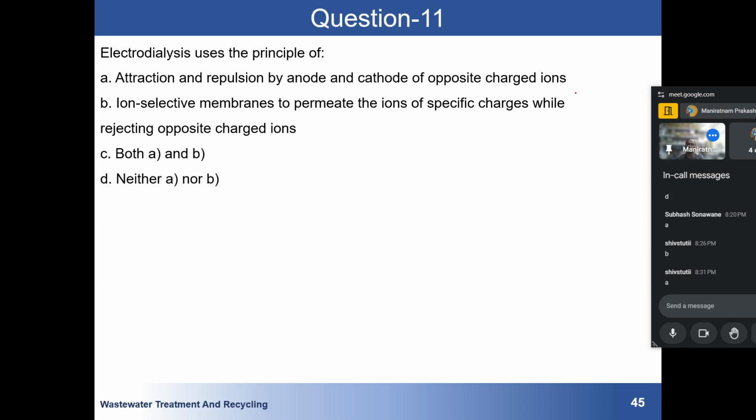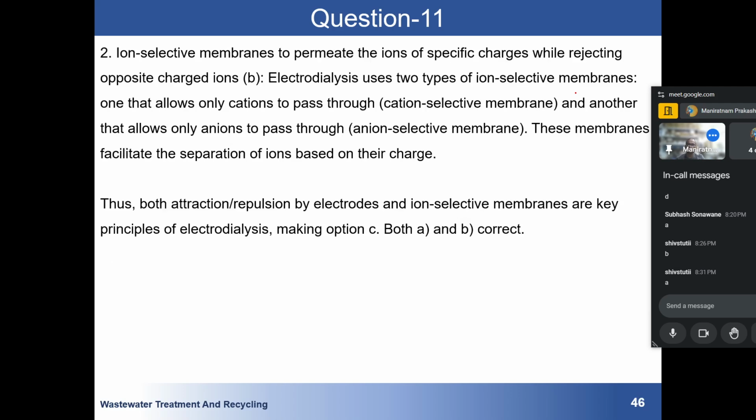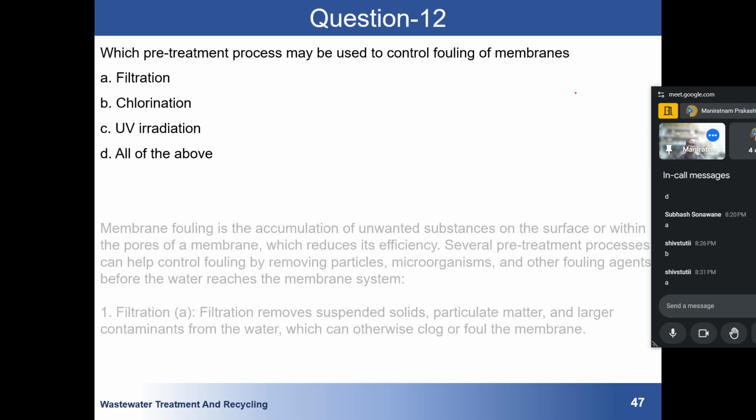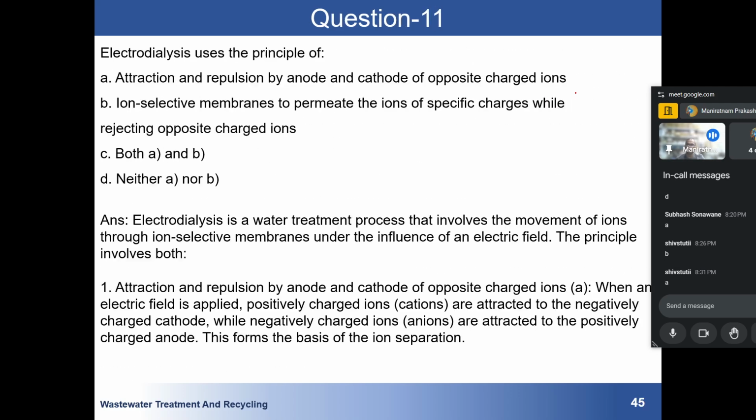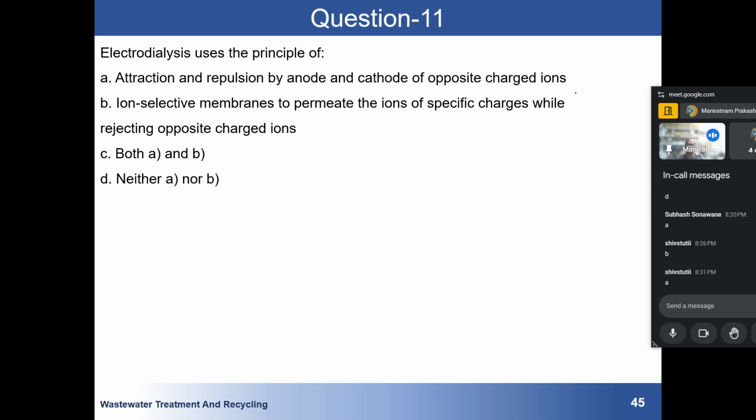Okay. I think we have a numerical question. So before going to that, we again have two simple questions.